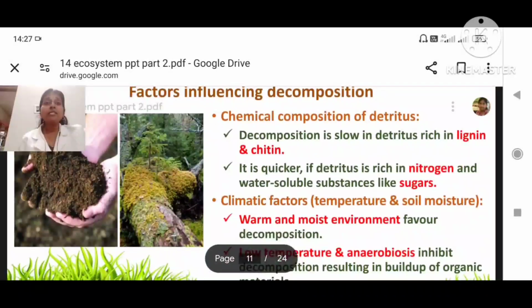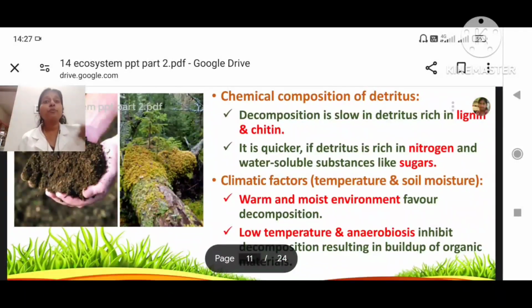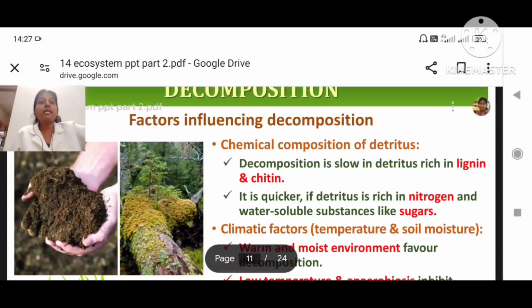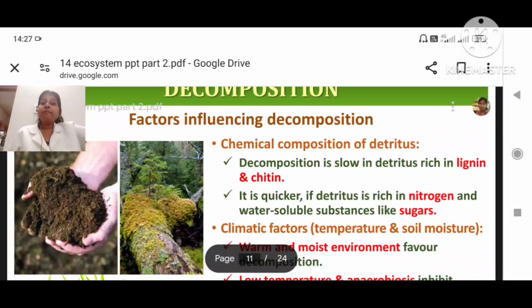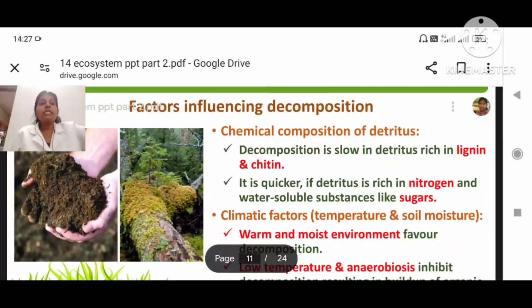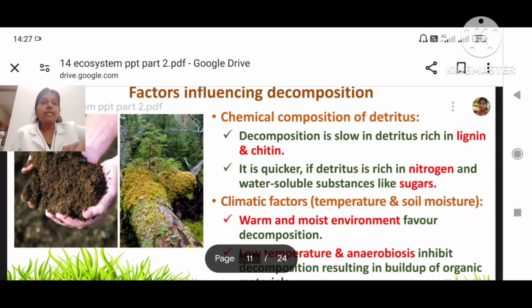Now what are the factors which influence decomposition? Decomposition will happen first, fast or slow. It depends upon some factors. Okay. So when will the decomposition take place faster? And when will the decomposition take place slower? Listen carefully. One is chemical composition is determining.